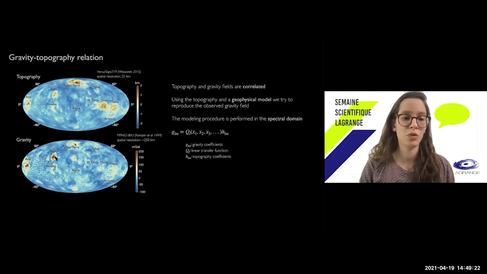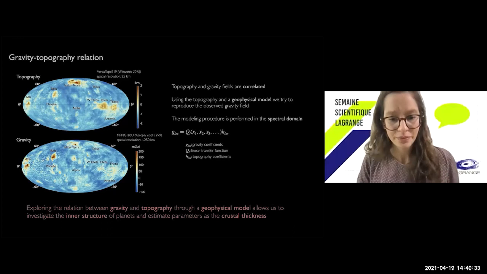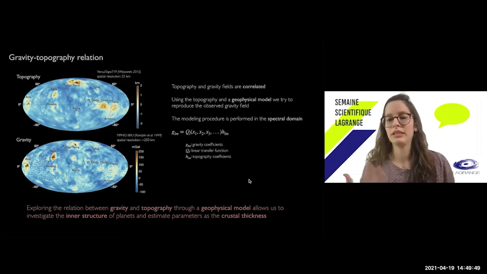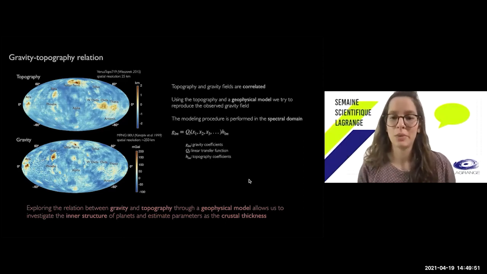And in fact, this is a volcanic rise. And this is what they call a crustal plateau, which is the kind of feature I'm working on right now. And I'm currently writing a paper on that. But the important message here is that if we explore the relationship between gravity and topography using a geophysical model, we can investigate the inner structure of planets and estimate some parameters like the crustal thickness, the density of the crust, and some other things.